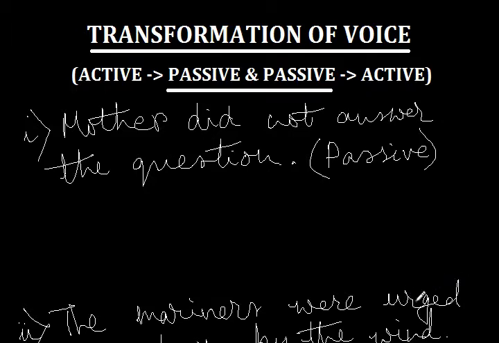And today we are going to see how sentences are transformed from active to passive and passive to active. For that, I have chosen a set of 5 sentences. I'm going to read out the sentences first. Sentence number 1. Mother did not answer the question.